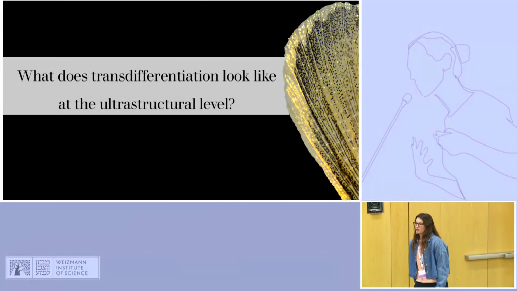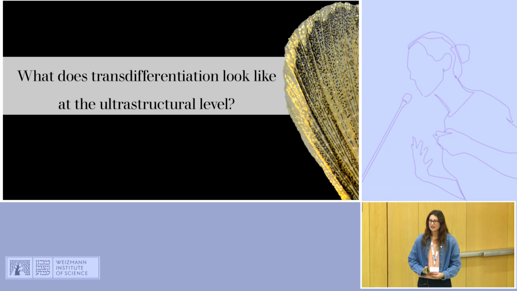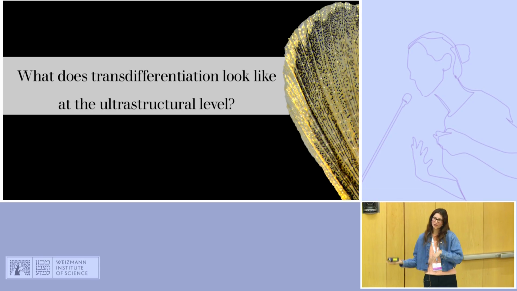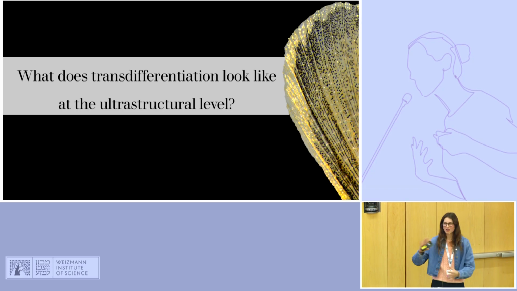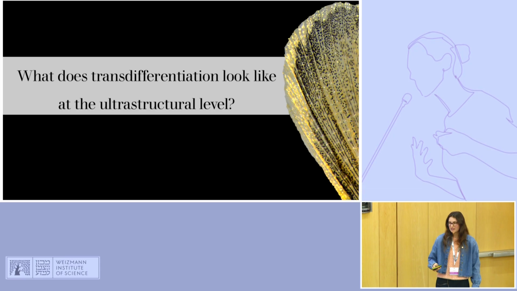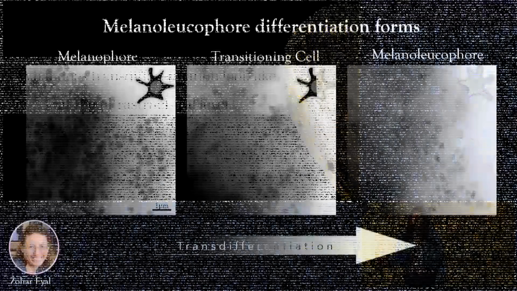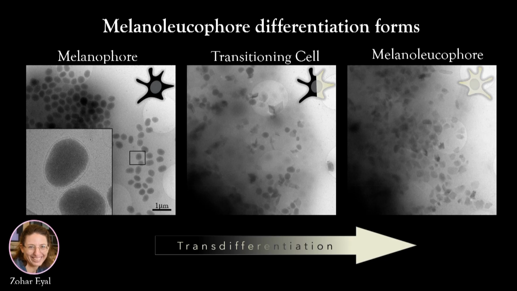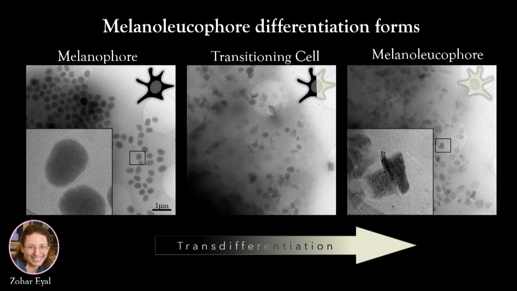Okay, so what we wanted to know now is, what does the transdifferentiation look like at the ultrastructure level? Can one cell actually have two different pigments? Is it happening at the same time? Is it compartmentalized? What's happening here? And again, using the FACS and the cryo-TEM, we could separate them, and we could see fully differentiated melanophores. Now, I just want to make it clear that we're looking inside a single cell. So all of these black round shapes are melanosomes. This is an organelle that has the melanin pigment inside of it. And then we could see the melanoleucophores that have all these crystals inside of one cell. So we have many, many organelles inside a single cell.